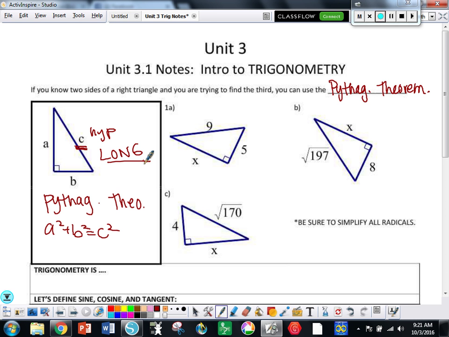So if I were trying to set up part A, how would I do it? What squared plus what squared? Okay, let me ask you a different question. Which one is your C? 9. So we would say x squared plus 5 squared equals 9 squared. And I apologize, there's like zero room to write. Keep going and keep that equal sign kind of going down. So x squared plus 25 equals 81.